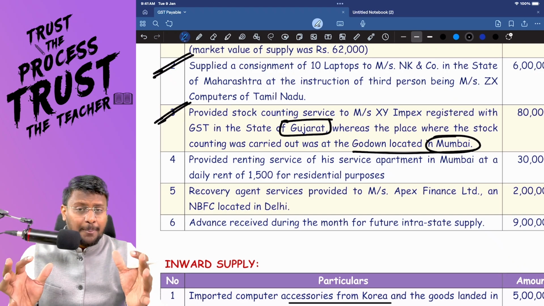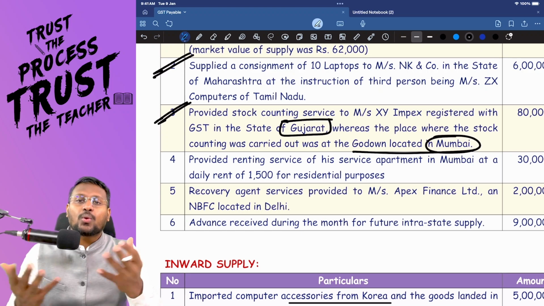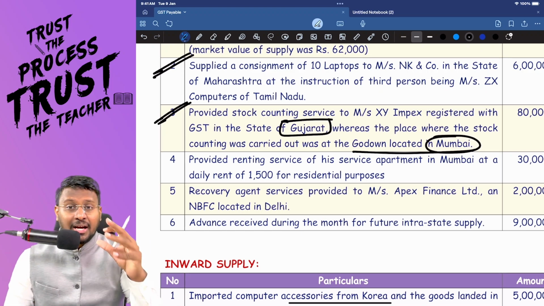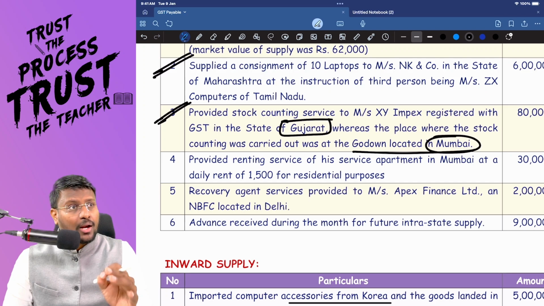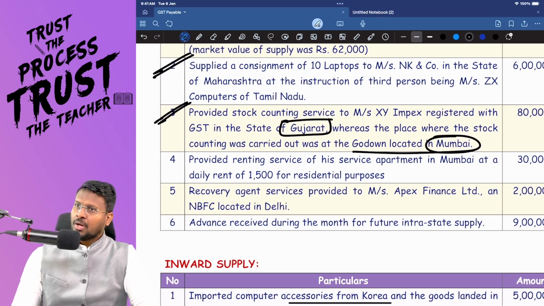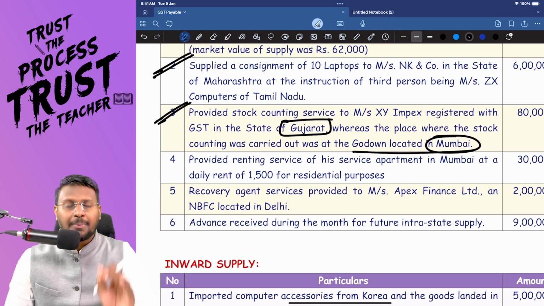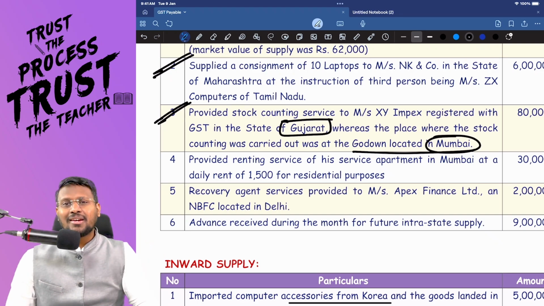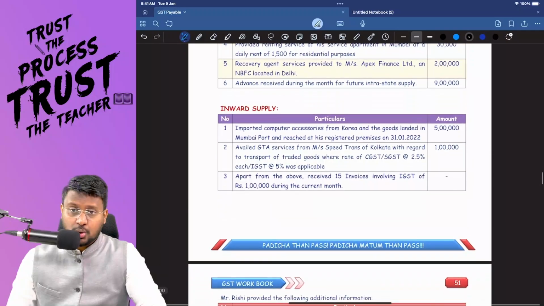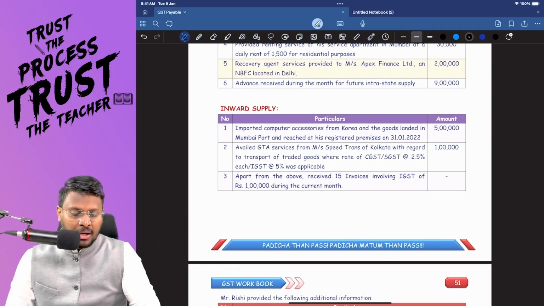So even though the recipient is registered in Gujarat, that will not be the place of supply, because the consumption has not happened at where? Gujarat. The consumption has happened at the godown where it is situated. That is in where? Mumbai, Maharashtra. So since both the service provider and service recipient are situated in the same state and the place of supply is also in the same state, it's an intra-state supply. So if you don't know the definition of the recipient, it is a little difficult to place this transaction, my dear lovable students. After this question, I will revise that concept. That will be helpful for you.